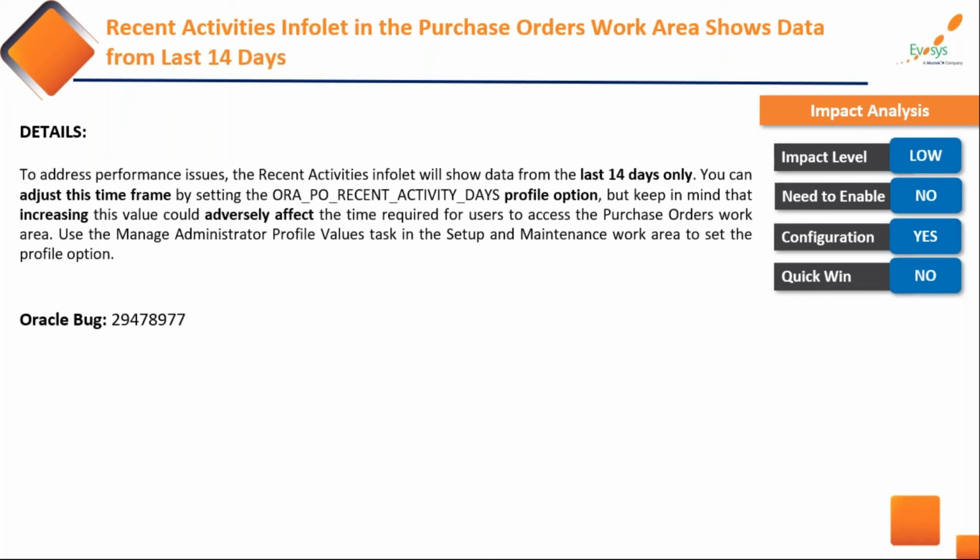Moving to the next, recent activities infolette in the purchase order work area shows data from last 14 days. There has been a bug registered which was addressing the performance overall for the infolette that is present on the purchase order work area. From now on, this will be only showing the data for last 14 days. However, we can still increase the number of days, but it may impact the overall performance of the infolette that is available. This again will also be captured through the profile option.